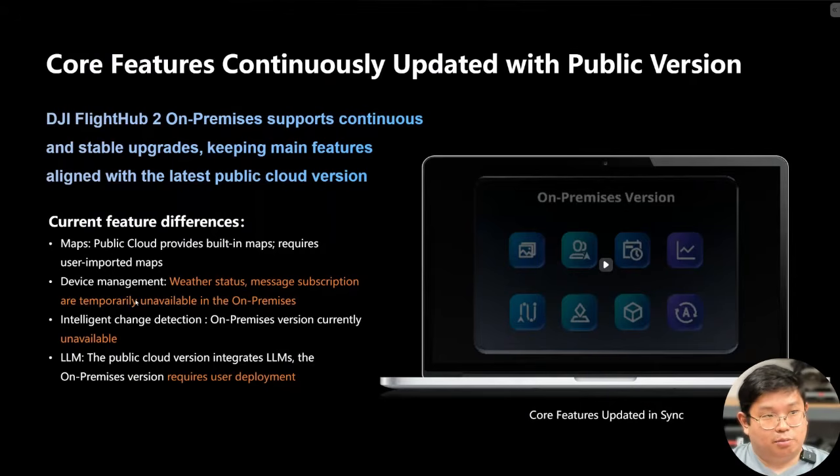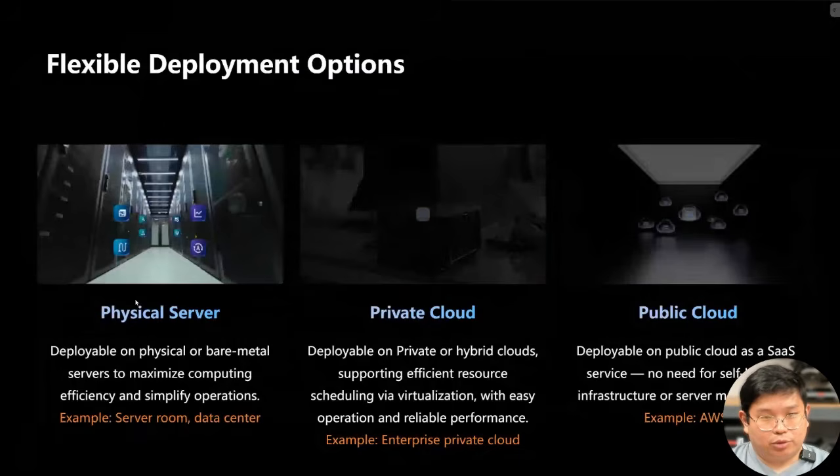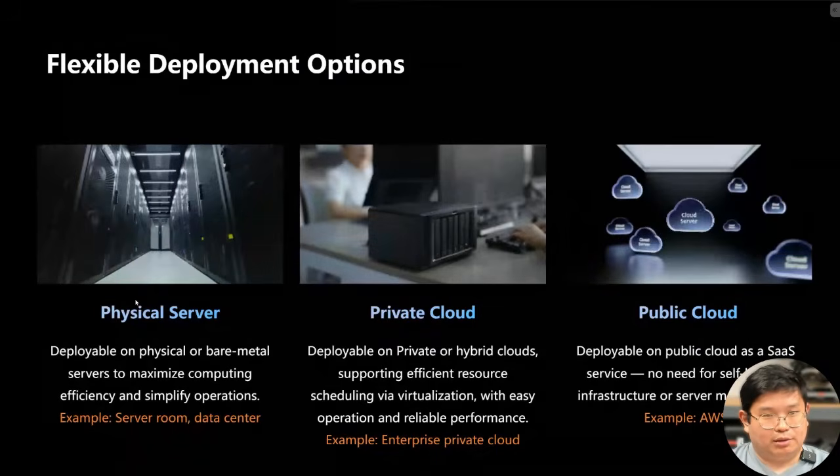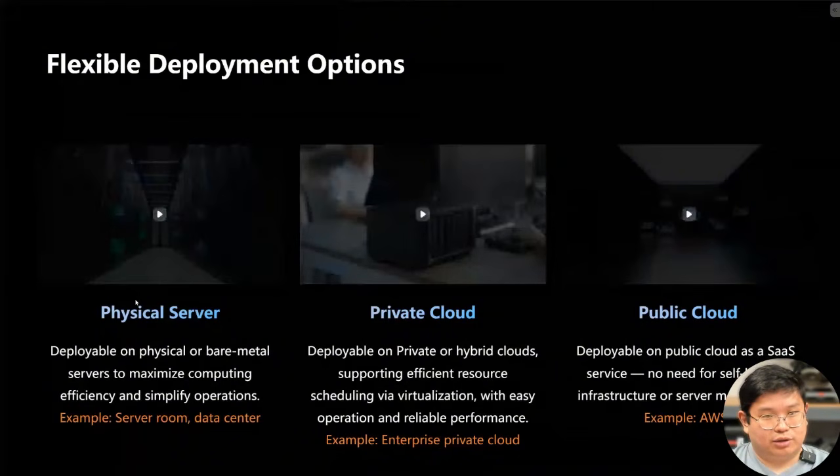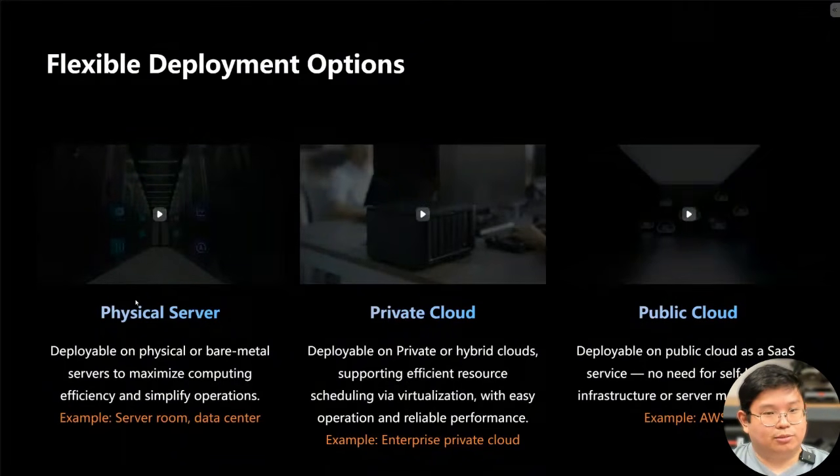So there are many different options, again, to deploy the on-premises version. You can deploy under a physical server, put it in a server room with AC running stably, or you can put it on the cloud, right? Whether it's a private cloud or a public cloud like AWS from Amazon or Azure from Microsoft.